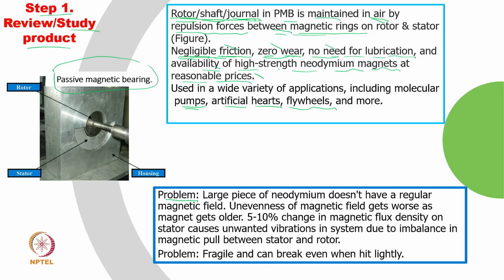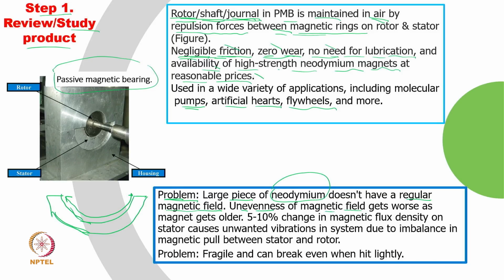Now, what are the problems which can immediately come to mind? When we are talking about neodymium iron boron magnets, if the size is increasing, a large size of neodymium does not have a regular magnetic field. If I assume there is a permanent magnet, maybe a semi sector or half sector, in this case 180 degrees, it is quite possible the magnetic field will not be uniform across the whole surface. So, there will be some sort of non-uniformity, and we need to model those things. Because of unevenness of the magnetic field, there is a problem.